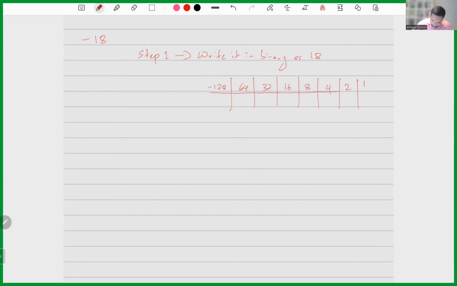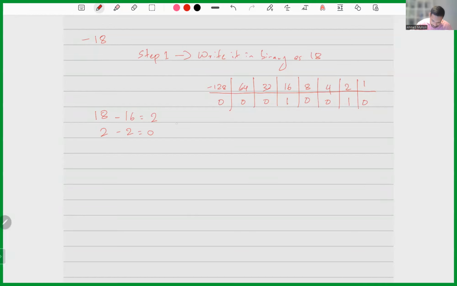If we take 18, 18 is closest to 16. So 18 minus 16 is equal to 2. 2 is closest to 2, so we put 1 over here. 2 minus 2 is equal to 0. So that's it. We fill these spaces with zeros. This is the answer that we have got.